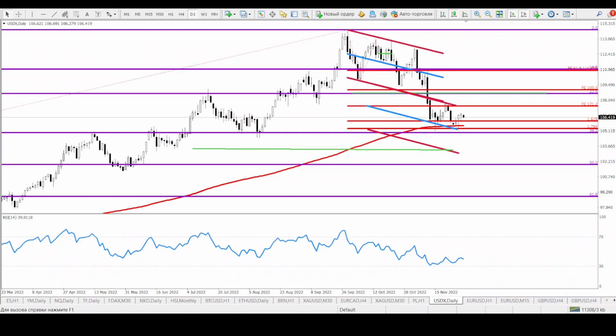Hi traders, today I'm going to show you some technical opportunities to trade. Check the American dollar index. It usually helps me to understand should I sell or buy euro intraday.